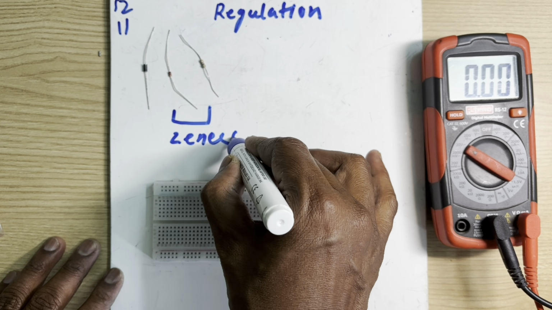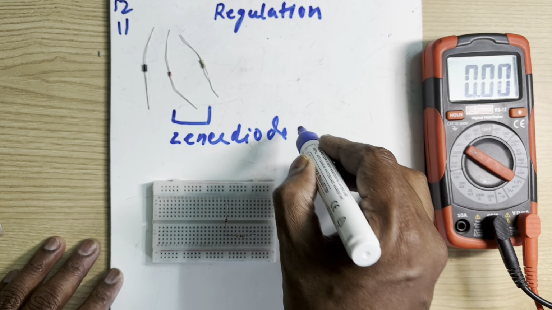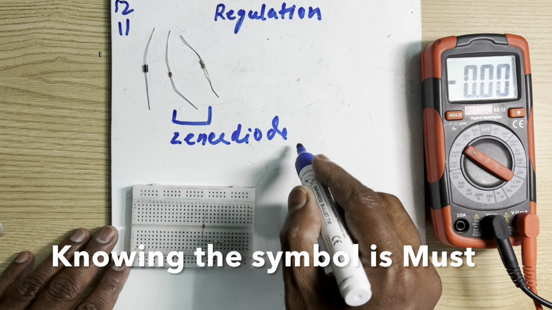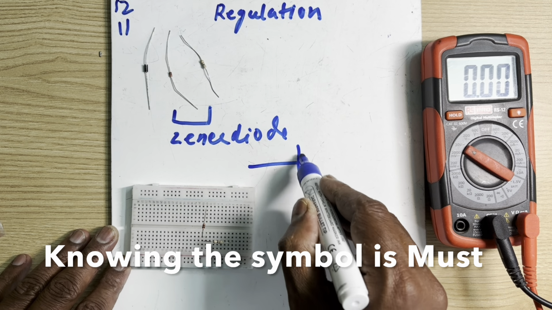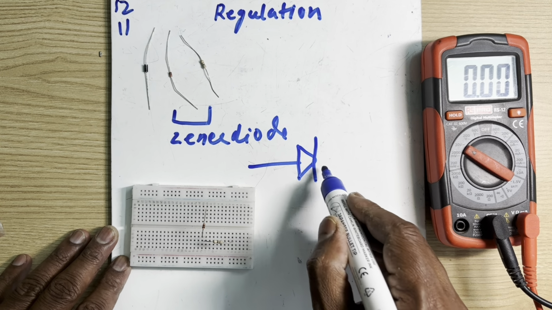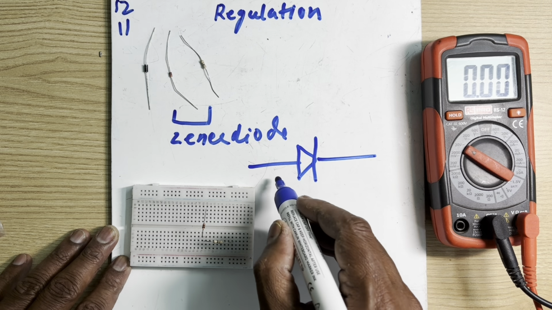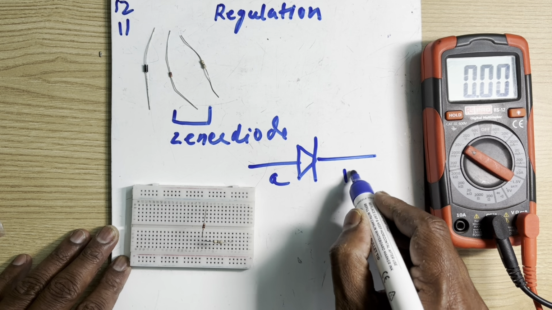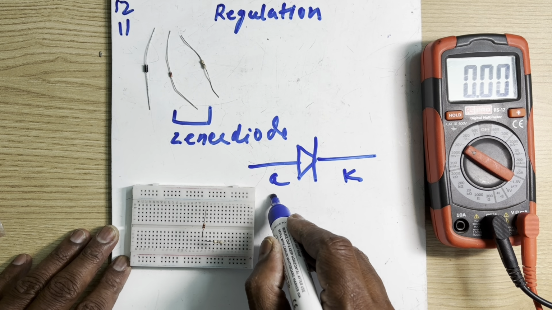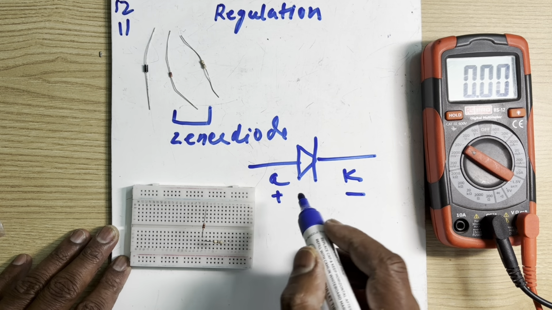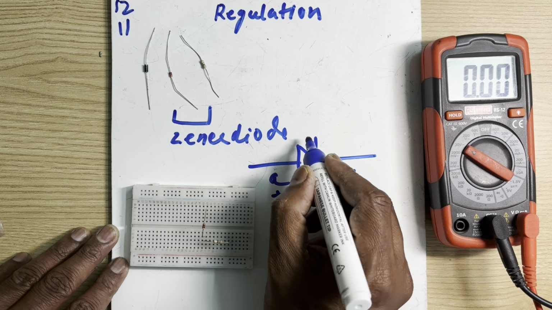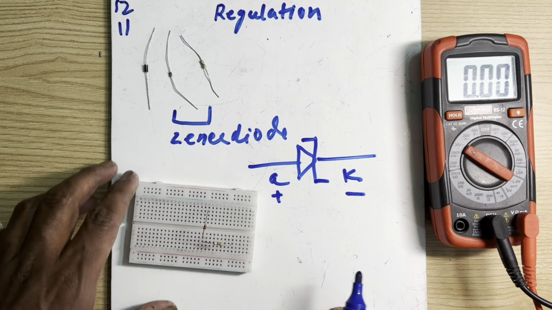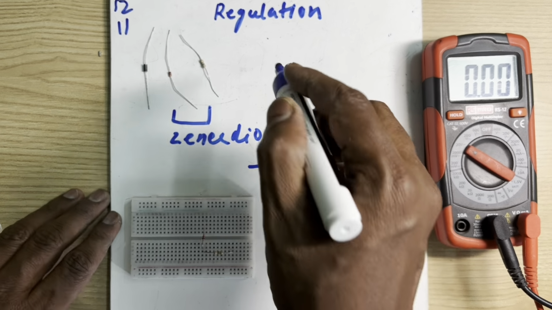Zener diode. The symbol of a Zener diode starts from the symbol for the normal diode. This is the anode, this is the cathode. Anode means positive, cathode means negative, and for the Zener you just bend the bar like this, so it becomes the Zener diode.